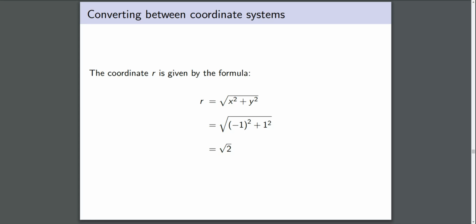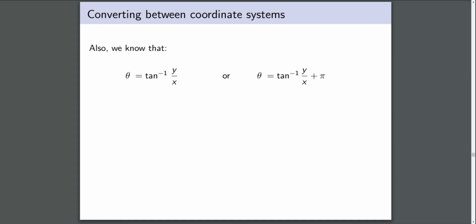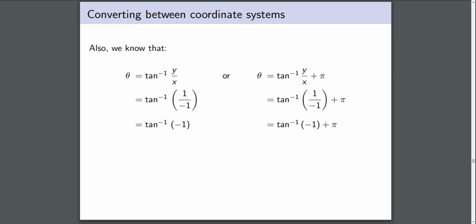Now we're going to work with theta, and I'm going to look at the two formulas that I have for theta. There they are. Again, we're going to plug in the y and x values that we were given in this problem. Simplify. And then we know the inverse tangent of -1. That's -pi/4. So these two formulas give me two possible angles, -pi/4 and 3pi/4.